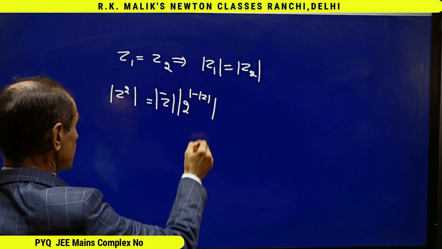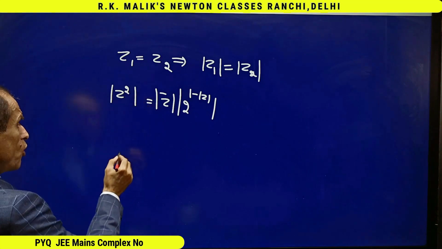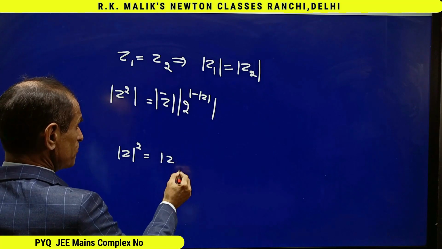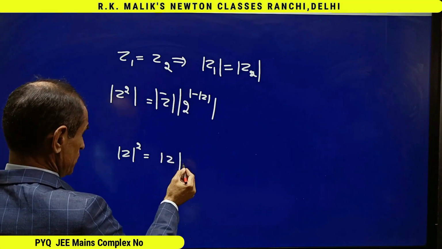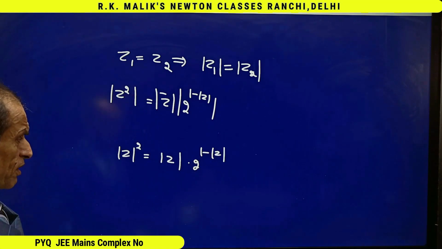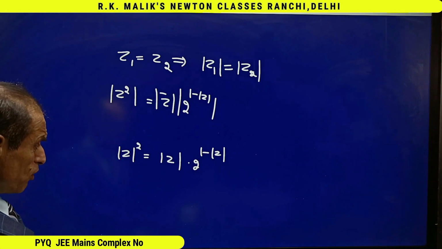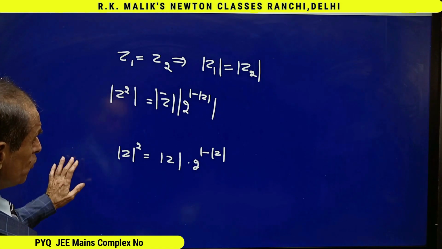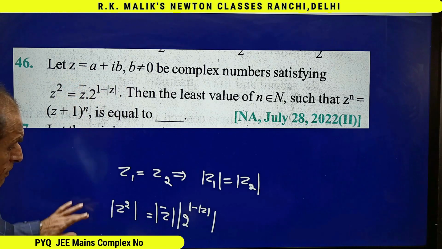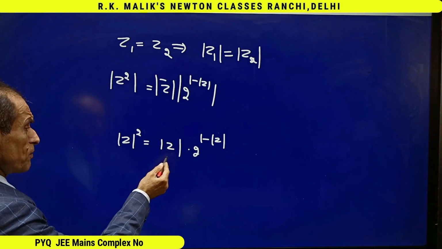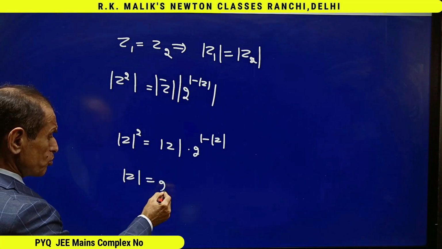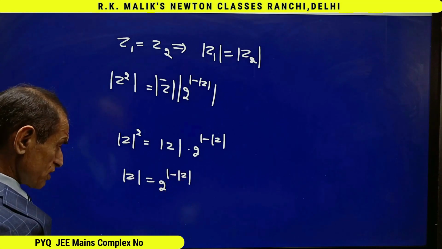But this is a positive real number and the square can go outside. I get mod z square equal to mod of z, because mod of z and mod of z bar are the same, into 2 to the power 1 minus mod z. And now I am going to divide by mod z. I am allowed this because b is non-zero, which means z is a non-zero complex number. And because z is a non-zero complex number, we are allowed to divide by mod z. I get mod z equal to 2 to the power 1 minus mod z.